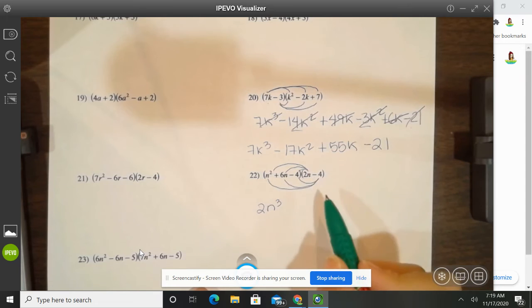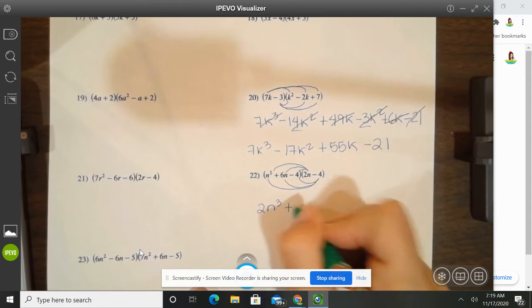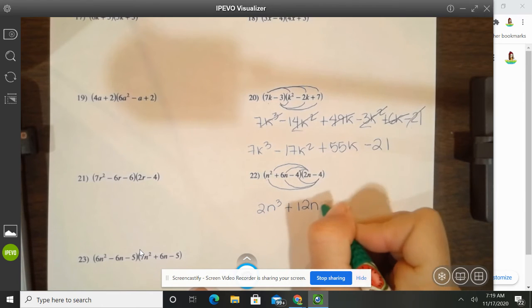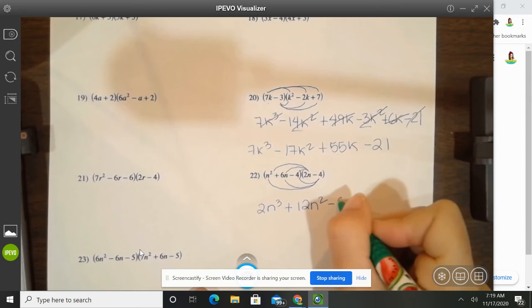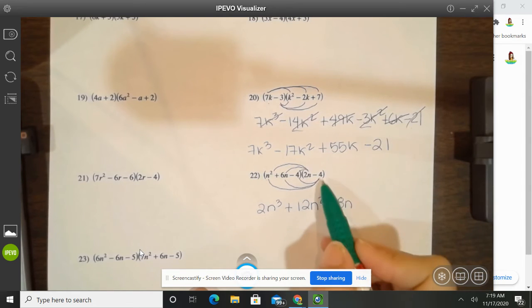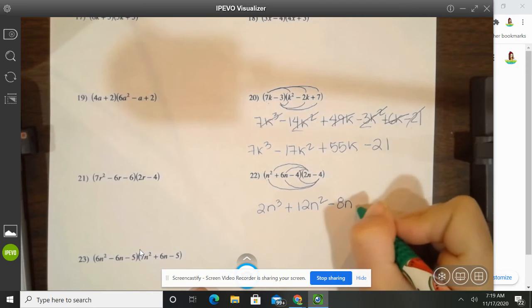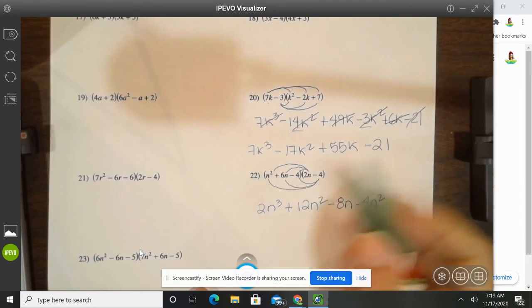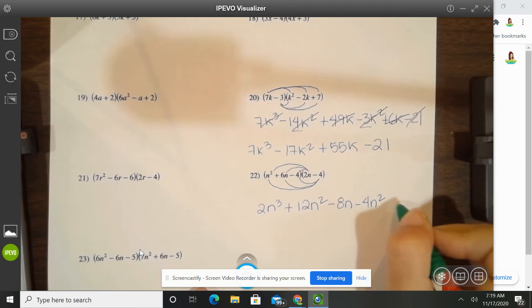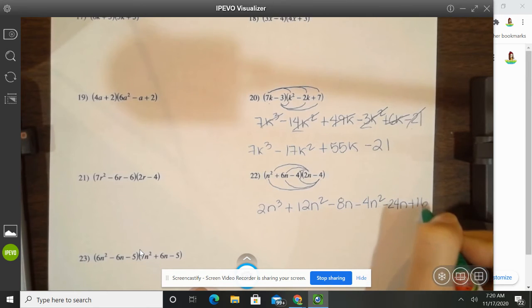There are 3 n's. 2 times 6n, so that's plus 12n squared. 2 times negative 4, that's negative 8n. And then my next term, negative 4 times n squared, that's negative 4n squared. Negative 4 times that is negative 24n. And then negative 4 times negative 4, that's positive 16.